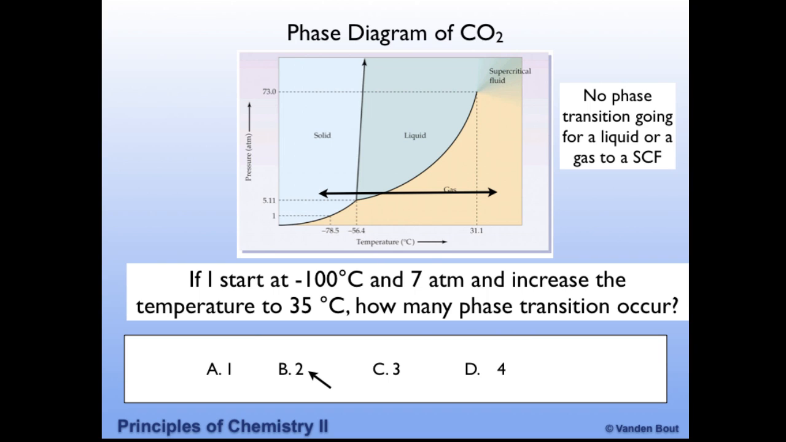When a substance melts, you can tell it used to be solid, now it's liquid. When it boils, you can tell it used to be liquid, now it's gas. When the gas changes density to the point where it's now technically a supercritical fluid, you can't notice that. There's no discontinuity, and so we only have 2 phase transitions.